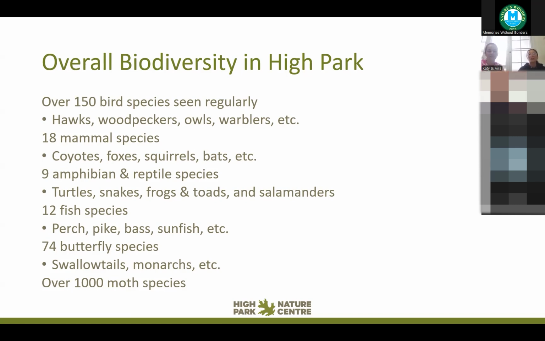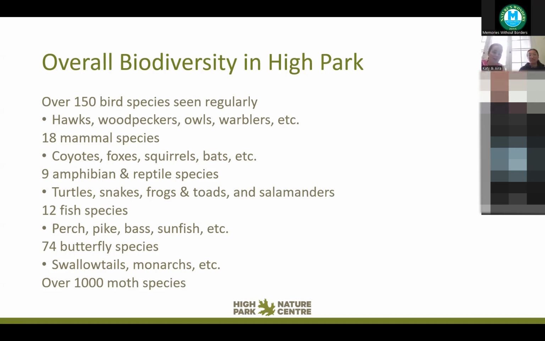There are 18 species of mammal, 9 amphibian and reptile species, or herps as we call them, and 12 fish species, I believe two or three of which are invasive. So the carp, the bluegill sunfish, and there's one more that I can't remember. Yes, the goldfish, the introduced goldfish. There's 74 butterfly species, and as Aira said earlier, over 1,000 species of moth, which is super crazy. So again, it's a 400-acre park, but we're still counting thousands of species.